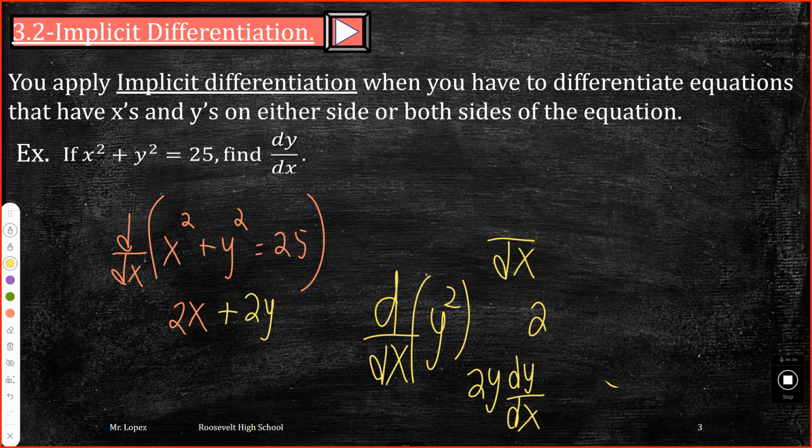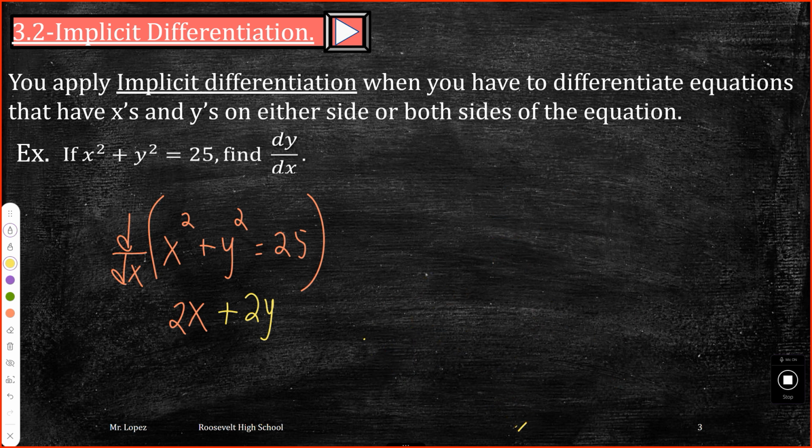So when we write this over here, d dx of this is definitely 2x. dx dx, which is 1 or nothing. Then this is going to be 2y dy dx. That's what we need to do. And then the derivative of 25. What's the derivative of 25? 0.